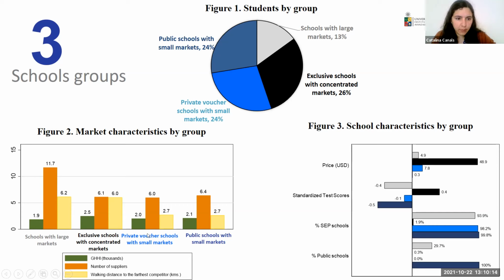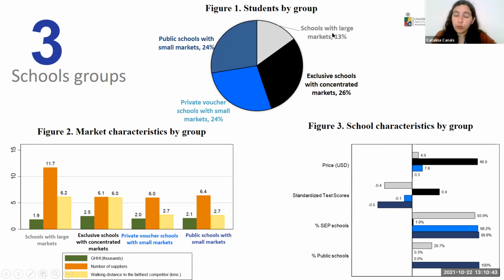So here you have the market characteristics of those groups, and you can see that both of these groups are small, in the sense that the distance between the schools and the furthest competitor is less than 3 kilometers. In that sense, they are small markets. And these schools also have low standardized test scores and tend to have low prices.